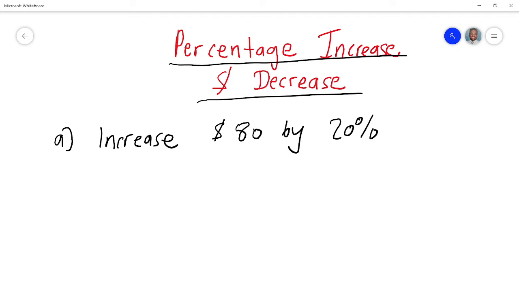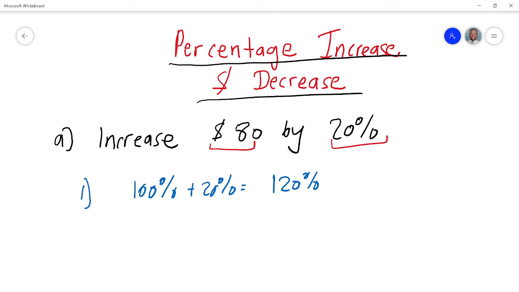All right, so if you look at this question here, we'll start off with A, increase $80 by 20%. You know very well the word increase means that $80 is going to be more in value. Now, there are two methods in solving this question. I'll start off with the first one here, method one or step one. Because you're increasing by 20%, it is a percentage increase. So what you would do is you would go 100% plus 20%. So that's 120% because it's an increase.